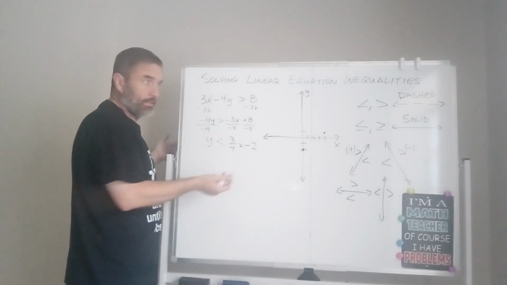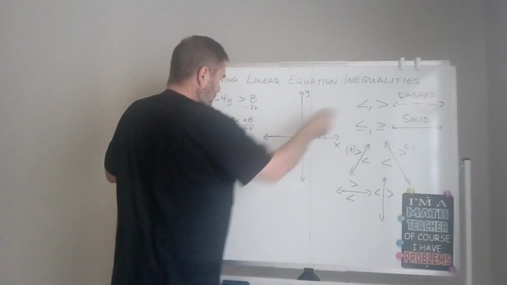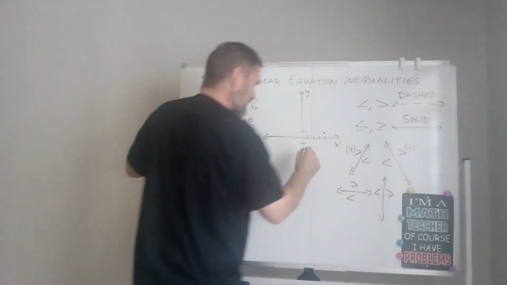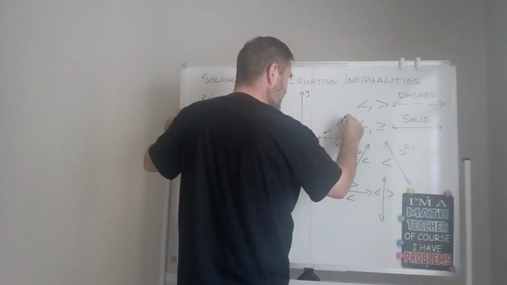Now I have the line, the points, right? I need to draw the line, but what kind of line? Well, I have a less than. So that's going to be a dashed line. So my line is going to look like this. Instead of being solid, I dash it.